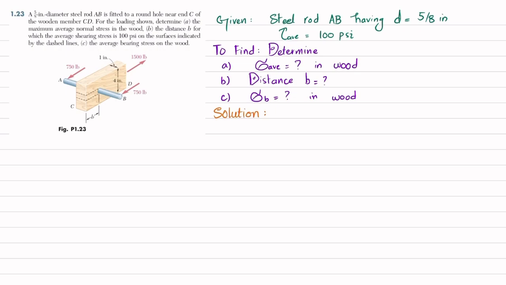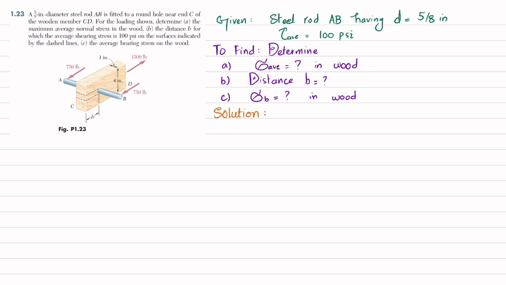Welcome back. Problem 1.23. So the statement is: a 5/8 inch diameter steel rod AB is fitted to a round hole near end C of the wooden member CD. For the loading shown, determine (a) the maximum average normal stress in the wood, (b) the distance b for which the average shearing stress is 100 psi on the surface indicated by the dash line, and (c) the average bearing stress on the wood.